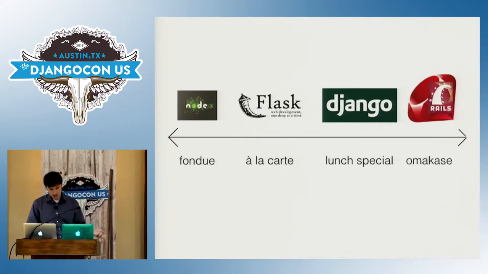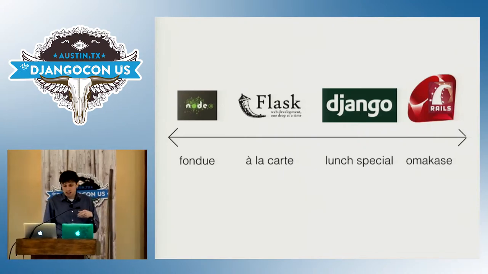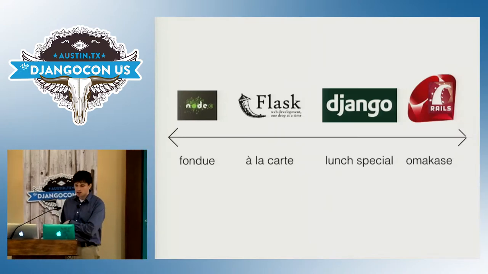And lastly, as I said, Rails is omakase, and so this means that it's more opaque, a little harder to dig, but it does mean that you come in and it's kind of taken care of for you, so to speak, right? It's just, here's your sushi, you don't even have to choose, you're done. I do want to encourage you to think, each of these approaches has merit.